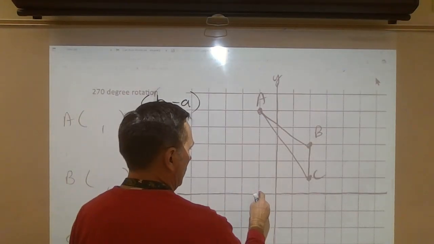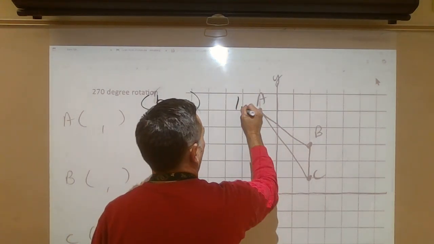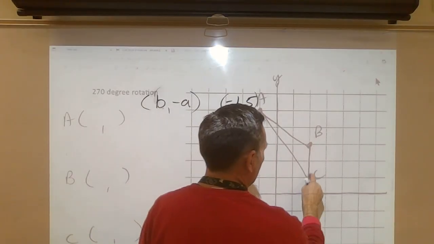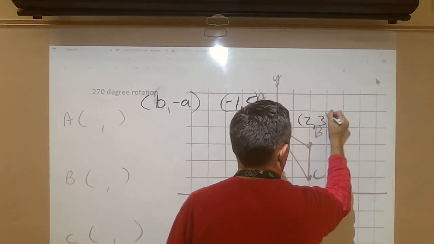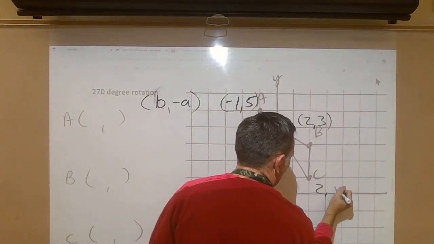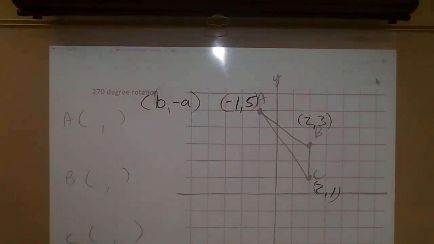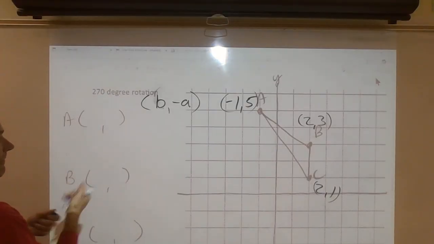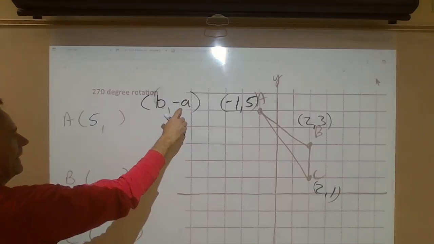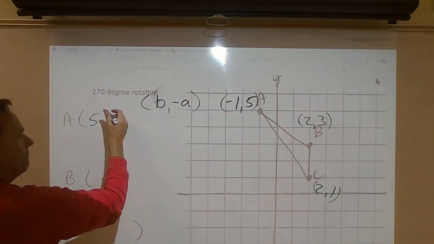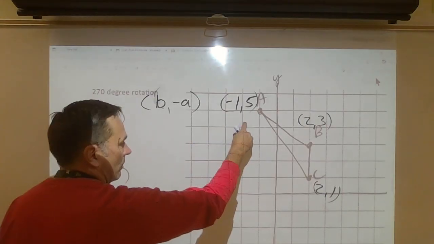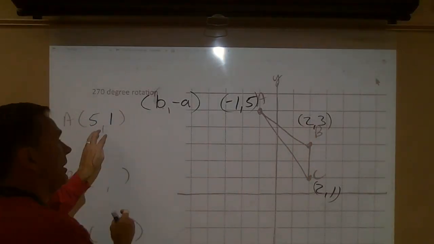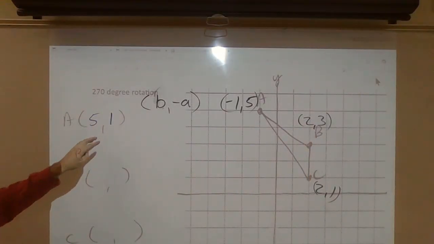So point A was 1, 2, negative 1, positive 5. B was 1, 2, 3. And we have 2, 1 here. So the B value of A would be 5. The A value, a negative of a negative 1, will be a positive 1. Remember, it's going around 90, 180, 270. We're going to end up in quadrant 1. Both things need to be positive.